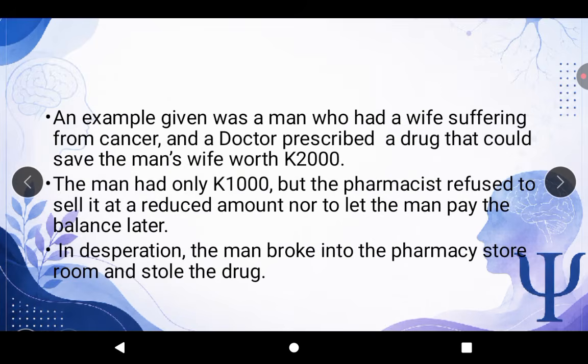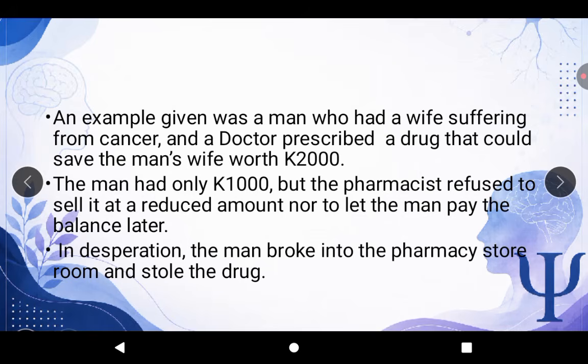A man had a wife suffering from cancer, and a doctor prescribed a drug that could save her, worth 2,000 kwacha. The man had only 1,000 kwacha, but the pharmacist refused to sell it at a reduced amount, nor to let the man pay the balance later. So in desperation, the man broke into the pharmacy, stole the medicine, and brought it to his wife.